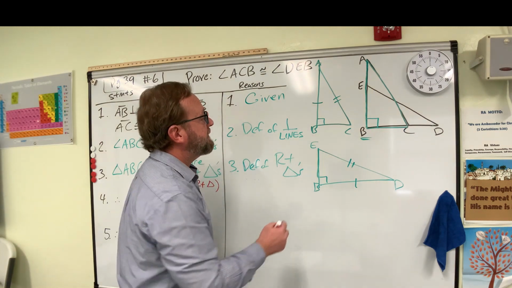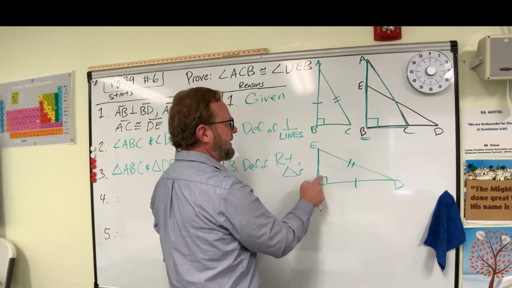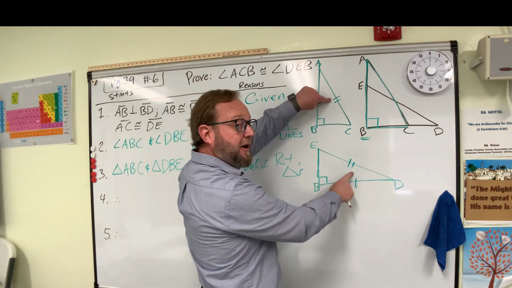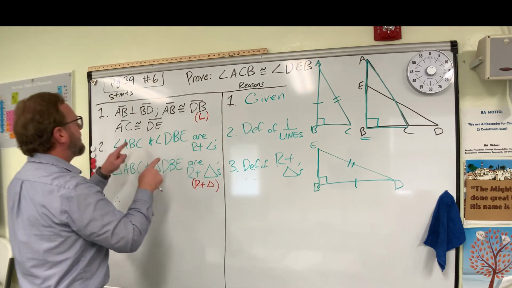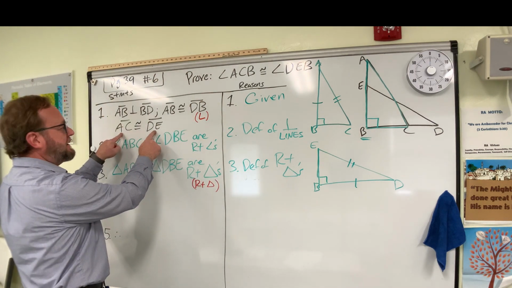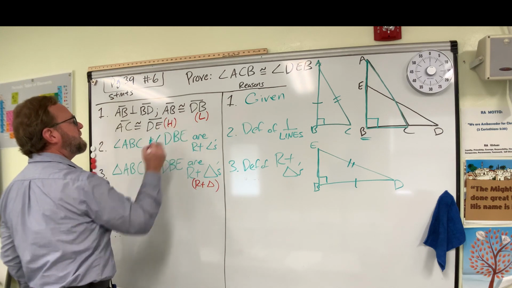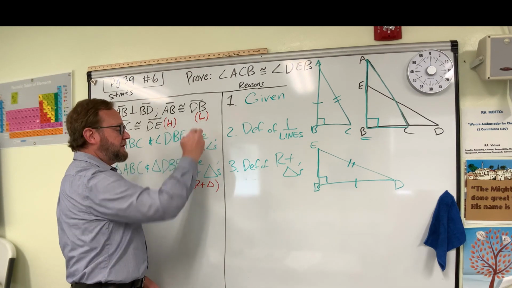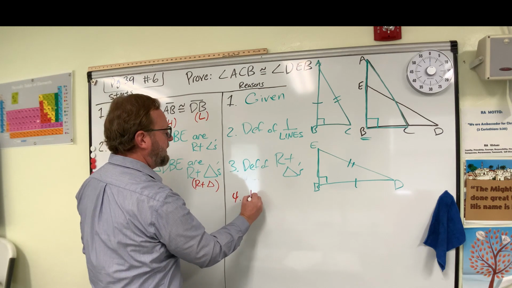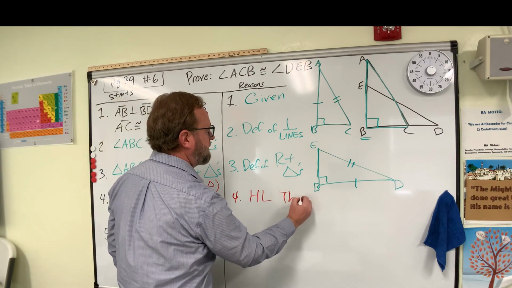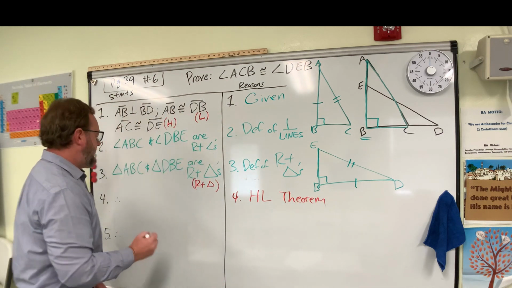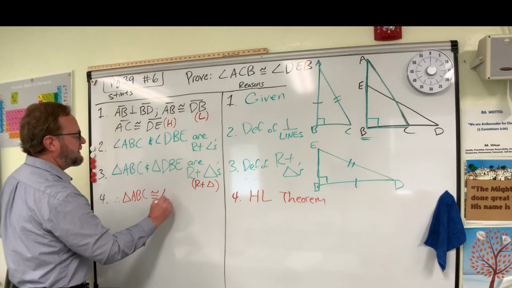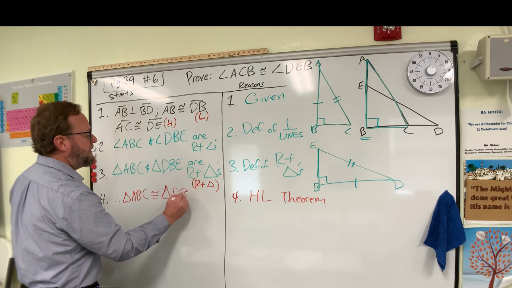Well, let's see what else we know. I look back at my right triangles. I see my right angles. The side opposite the right angle is the hypotenuse. And we see we've already marked those as congruent. So let's go back and see where we knew that. AC congruent to DE. That's my hypotenuse right there. So I know I have right triangles congruent. I know I have a hypotenuse and a leg that I've already proven congruent. That means in step 4, using my hypotenuse-leg theorem, I can say that triangle ABC is congruent to triangle DBE.